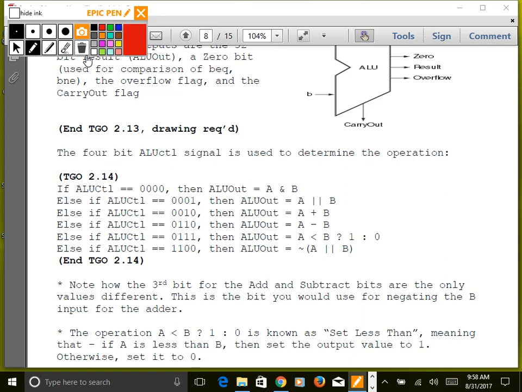And then else if ALU control equals 1, 1, 0, 0, then the ALU out is going to be equal to the negation of A or B. So just A or B not.